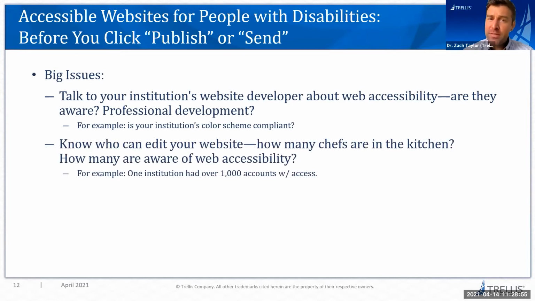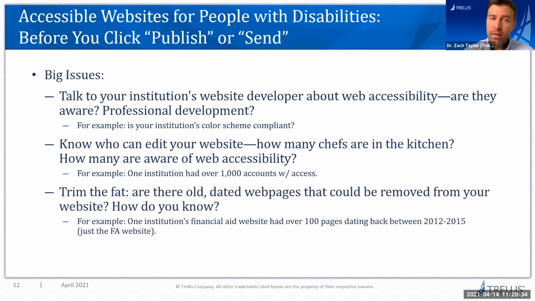Second, kind of a how-many-chefs-are-in-the-kitchen analogy, right? How many people can actually edit your website? One institution I worked with had over 1,000 accounts that could edit the landing page. How terrifying is that, right? Imagine a faculty or staff member being able to log in and edit anything on the landing page, the very first .edu that a student sees when they click on that hyperlink. How many chefs are in the kitchen, and how many people who should have edit access to that landing page and to all of the other web pages on your website know how to build inclusive content?